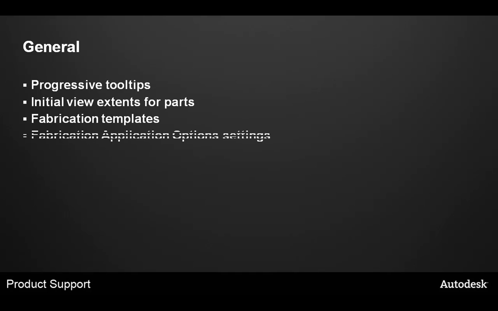A couple of general things that are new in the Advantage Pack is around the help tooltips. We now show progressive tooltips in all of our help items. We implemented a default view extent for our part sketches. We added 12 fabrication template files and some special application options that can be set through an XML file.